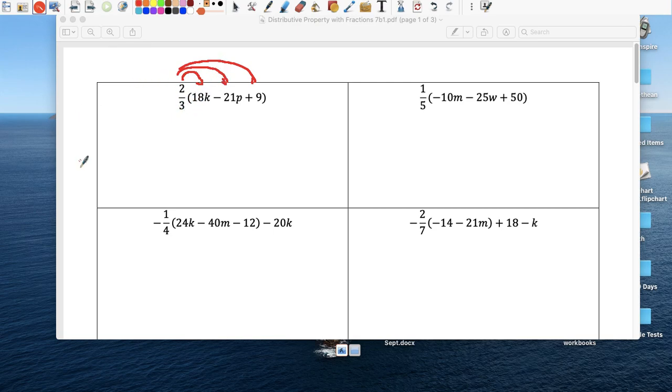So again, you can pull this to the side and just think to yourself, what's 2/3 of 18, right? You can simplify, and 2 times 6 is 12. So 2/3 of 18 is 12k, positive and negative. 2/3 of 21, right, is 14. And 2/3 of 9 is 6.